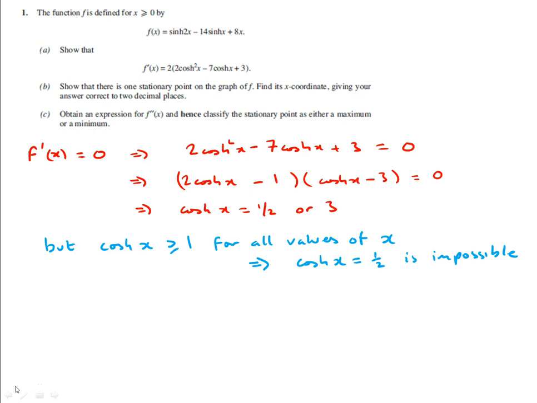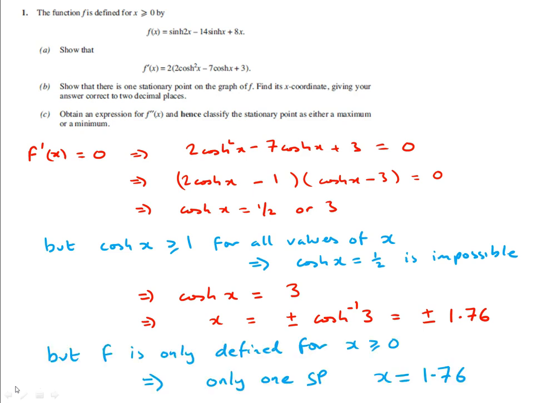So we know that cosh x must be equal to 3, and that means that x is plus or minus cosh to the minus 1 of 3, which is plus or minus 1.76. However, at this stage we need to recall that the function f is only defined for non-negative numbers, so we've got to reject the negative value at this point. So we've now got that x must be 1.76. So we've shown that f has only got one stationary point, and that stationary point is x equals 1.76.